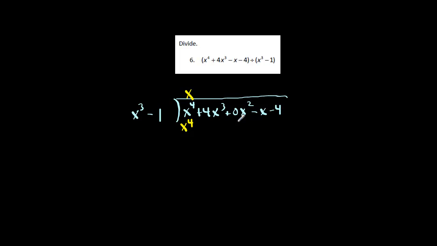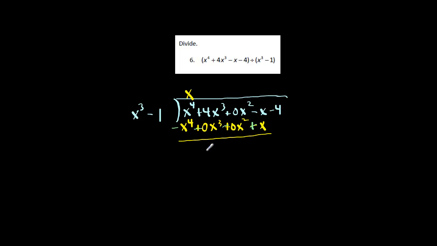X times negative 1 is negative 1x. So what we have to do now is add down after we change the signs. And again, you can fill these in if you want. If you want to put plus 0x cubed plus 0x squared, that's fine. You don't have to fill it in if you don't want to. But then we change all these signs. And then we add down.